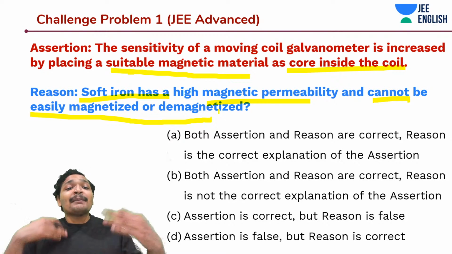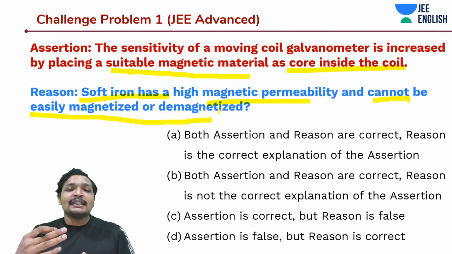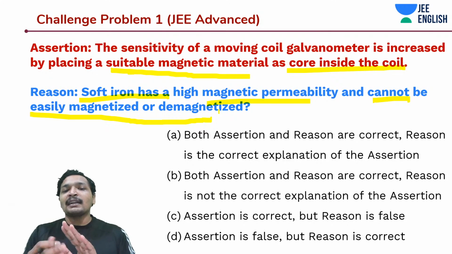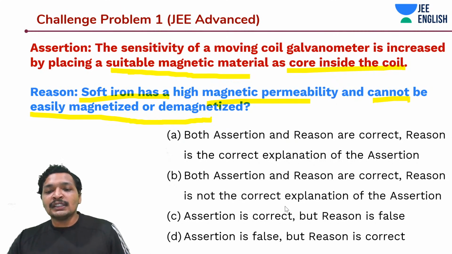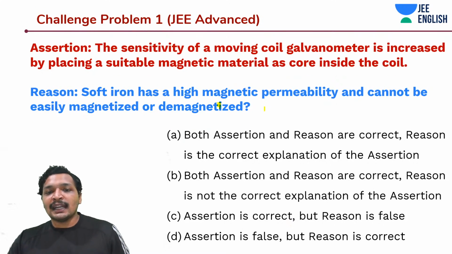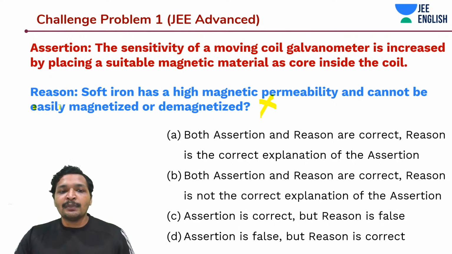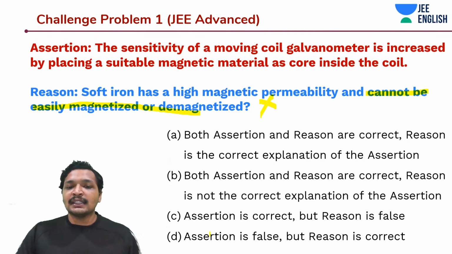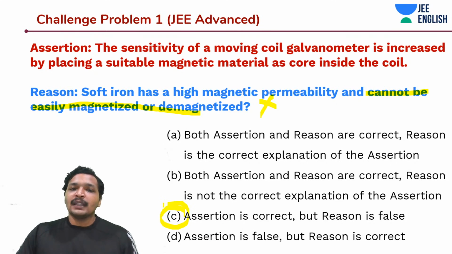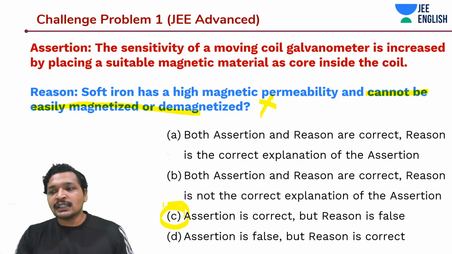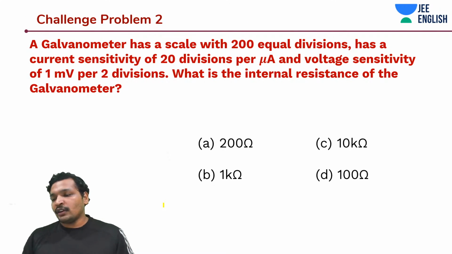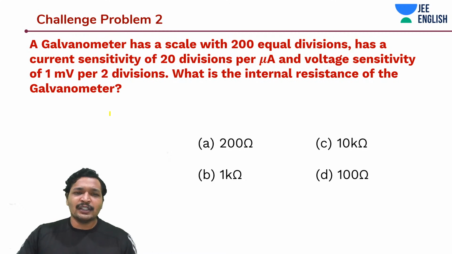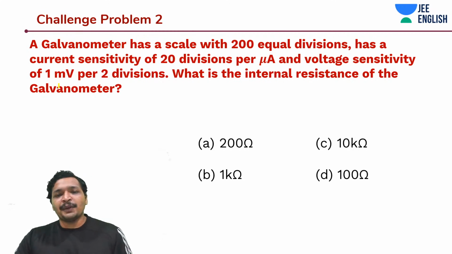No, it can be easily magnetized and demagnetized, right? That's why you are placing that soft iron core. So this entire reason is false. It cannot be easily magnetized or demagnetized is false. It can be easily magnetized and demagnetized. So it's going to be C. It's a JEE Advanced problem. You'll keep noticing the JEE Advanced problems are going to be easy in this chapter. Now come to this. It's a conceptual question only. You can just do it orally without putting in much effort.